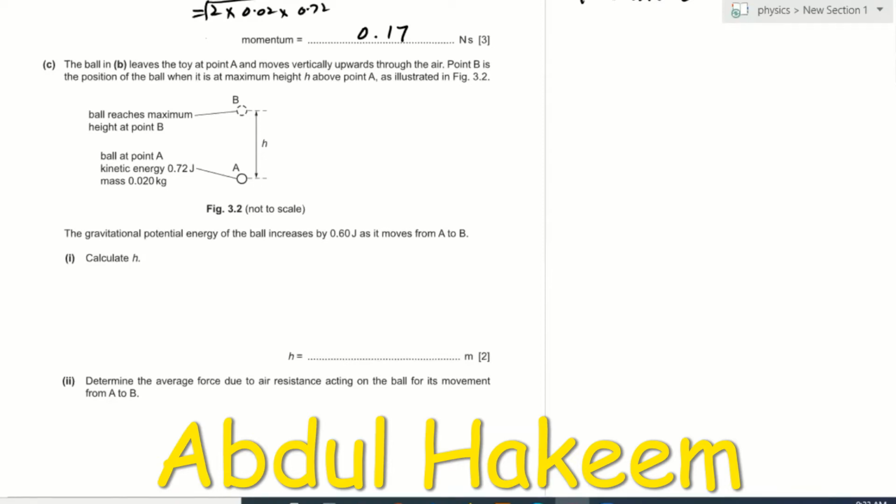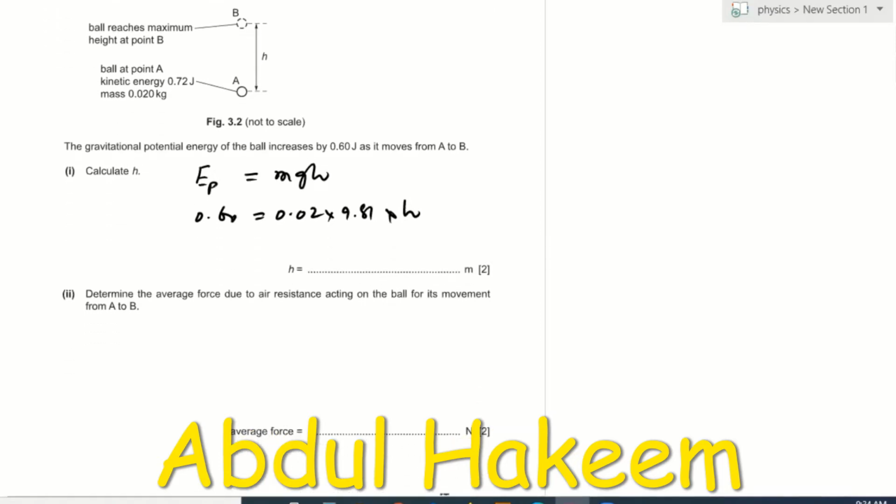The gravitational potential energy of the ball increases by 0.6 joule as it moves from A to B. Calculate H. Definitely, we will write the formula. Gravitational potential energy is equal to mgh. So gravitational potential energy is 0.60, mass is 0.02, g is 9.81, times h. So 0.6 divided by 0.02 divided by 9.81, and the height will be 3.1 meter.